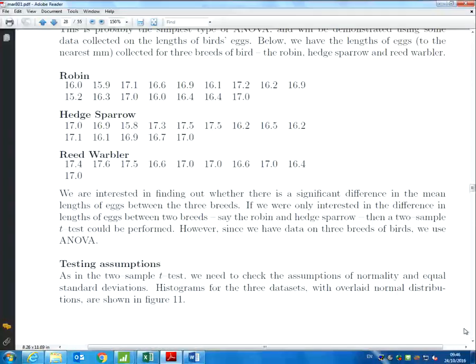So we'll just look at this one. This is the lengths of eggs, and we've got three different birds. We've got the robin, the hedge sparrow, and the reed warbler. So, what if we only had the robin and the hedge sparrow? If we only had two groups, it would just be the two-sample t-test, but we've got three groups. So we compare them using one-way ANOVA.